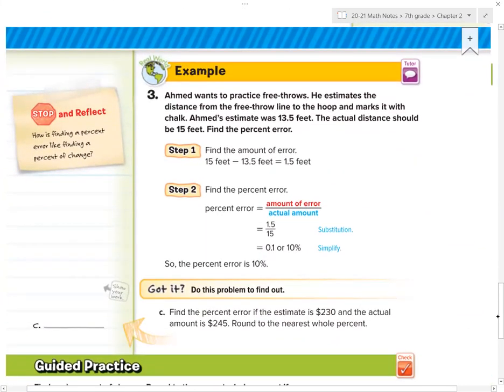Another example. Ahmed wants to practice free throws. For those of you that don't know what a basketball is, that's when you shoot a ball into the hoop and it's 1 point. It can be 2 points in club ball. Really? Well, no, one at a time. 1 point at a time. Yeah, okay.